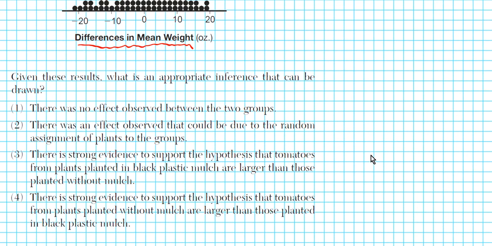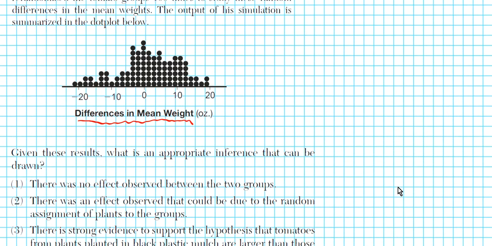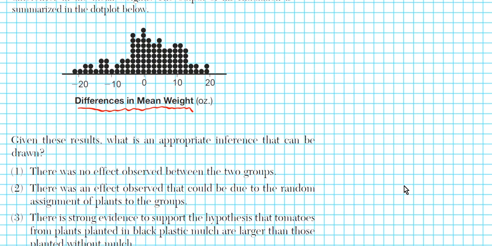So the first one says there was no effect observed between the two groups. Now, if that were the case, would there be variation in the differences in mean weight? The answer is no. If there's no observable difference between the two groups, then there will be no difference in mean weight. Okay, so option 1 is absolutely false because we can see that there are observable differences. That's why I have the plots all over the place. There are observable differences in the mean weight.